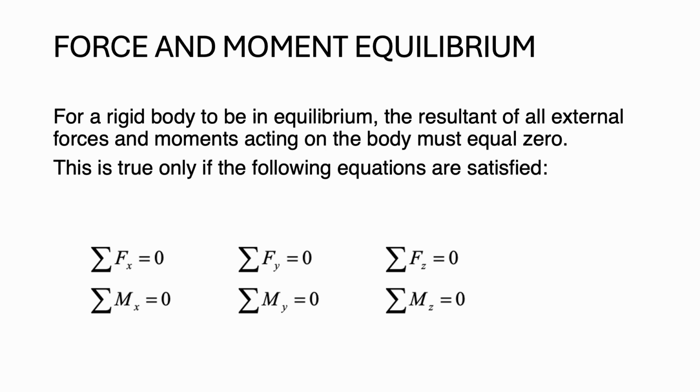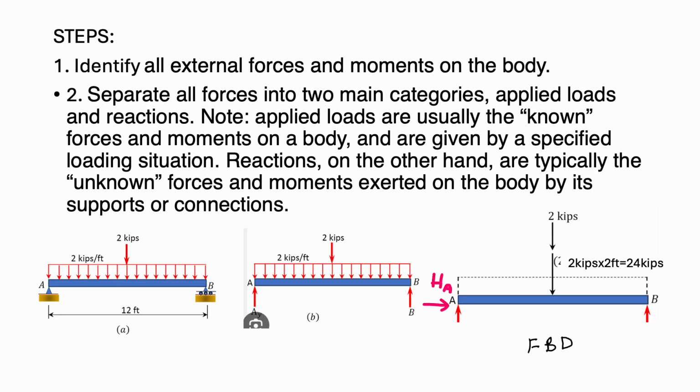rigid body to be in equilibrium, the resultant of all external forces and moments acting on the body must equal zero. This statement is true only if all of these equations are satisfied. That means the sum of forces in the x, y, and z directions are equal to zero, the sum of moments about the x, y, and z axes are equal to zero, and we have several steps.